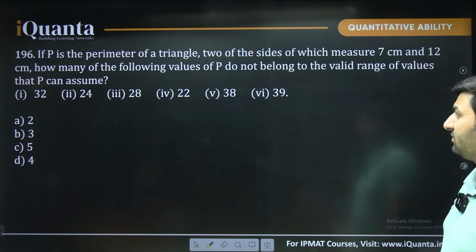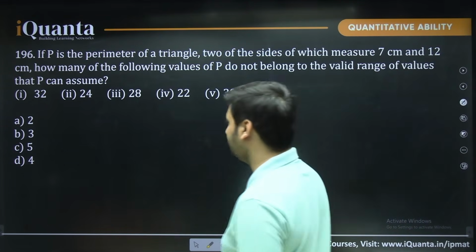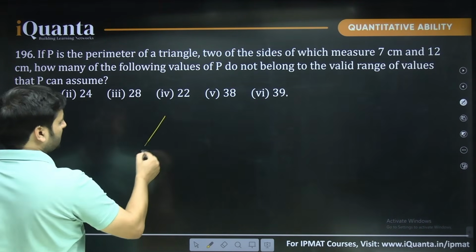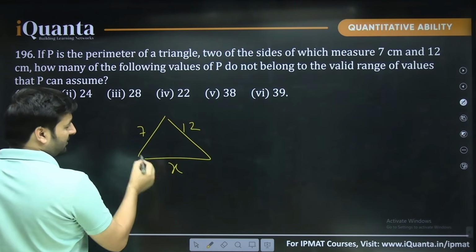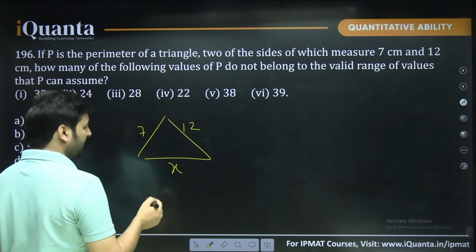If P is the perimeter of a triangle, 2 of the sides of which measure 7 and 12 centimeter, how many of the following values of P do not belong to the valid range of values that P can assume? Okay, so 7, 12, x are the sides. Using the triangle inequality, you have to find the range of values that x can take.